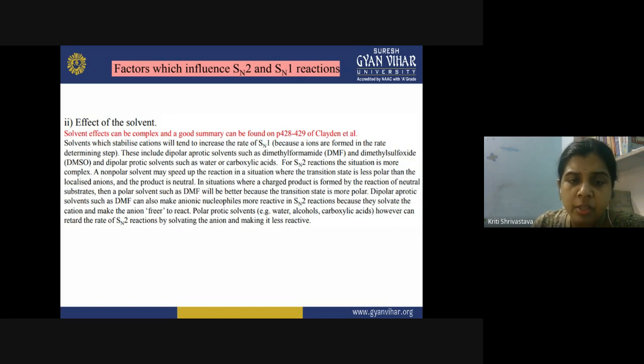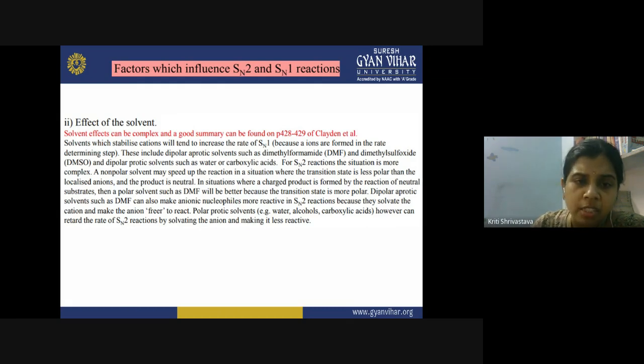These include the dipolar aprotic solvents such as dimethyl formamide (DMF) and dimethyl sulfoxide (DMSO). These are the two dipolar aprotic solvents, and they increase the chances of SN1 reaction mechanism. For SN2 reactions, the situation is more complex.